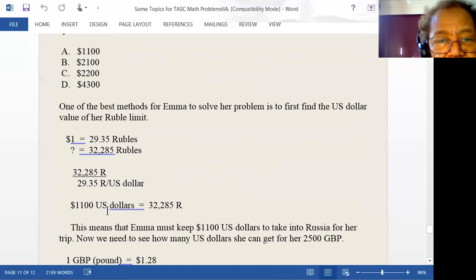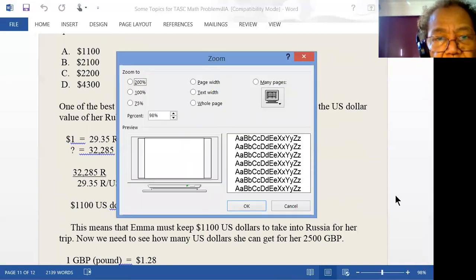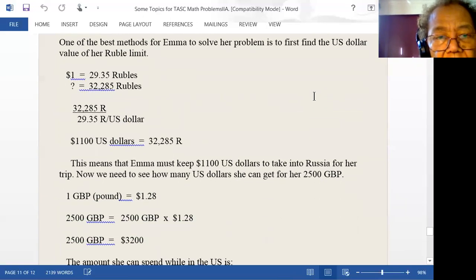Now we need to convert her pounds to dollars. That's 2,500 pounds we want to convert to dollars. Okay. Now 1 pound is $1.28. So 2,500 pounds, GBP, will be 2,500 times 1.28. So that's a multiplication. 1.28 is equivalent to 1 pound. So 2,500 pounds will be 2,500 times 1.28. That gives us 3,200 US dollars.